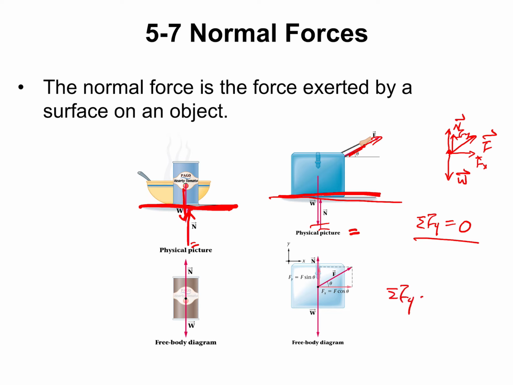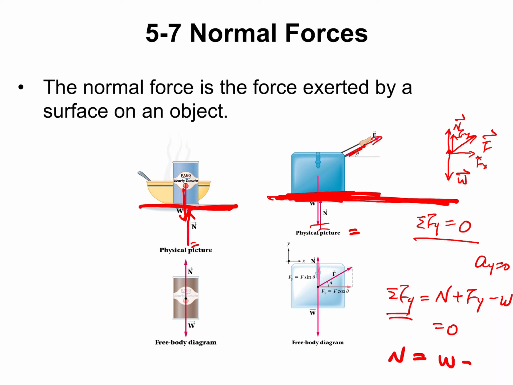So net force in the y direction equal to N up plus Fy up minus W down, and this equal to 0. Well, net force in the y direction must be equal to 0 because ay is 0. The reason for that is you always move in the x-axis for this object, right? Assume this is a table, okay? So normal force in this case equal to weight minus Fy.